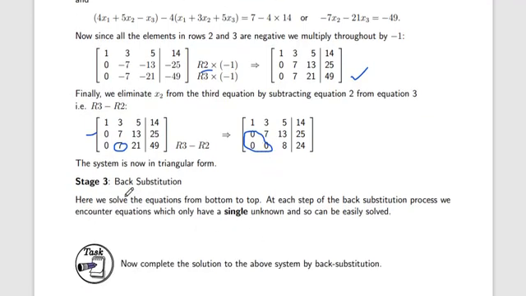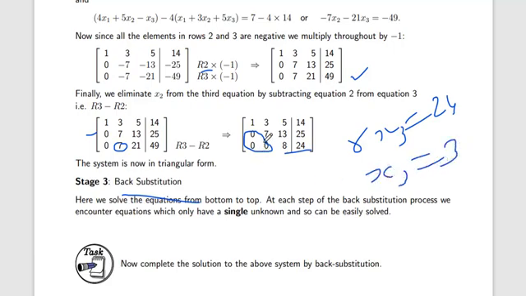Now with the help of back substitution, we can solve this. How do we do back substitution? First of all, 8x3 is equal to 24. So we have the answer: x3 is equal to 3.